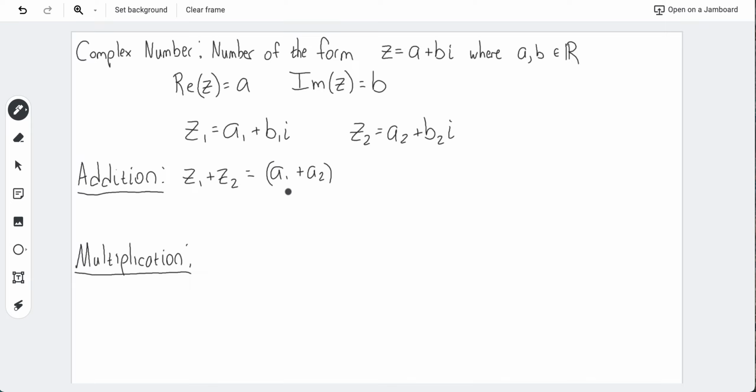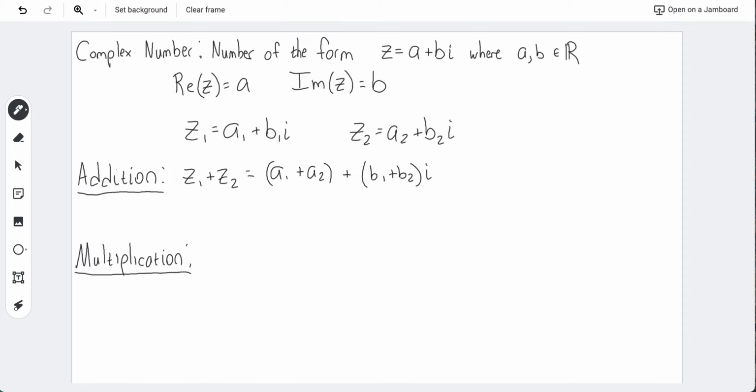I'm just going to put it in parentheses. The parentheses don't do anything; they just indicate that this is all real. And over here I'm going to do (b1 + b2) times i, so you can see I have an imaginary part made up of b1 + b2 and a real part made up of a1 + a2. So it's pretty straightforward to add complex numbers. You just add the corresponding parts.